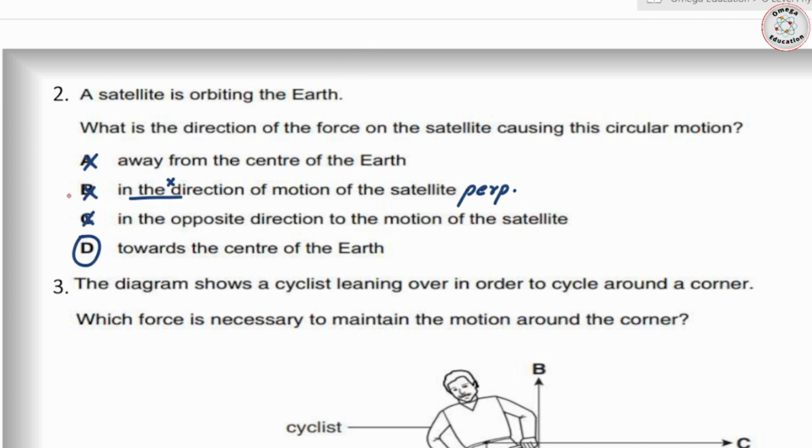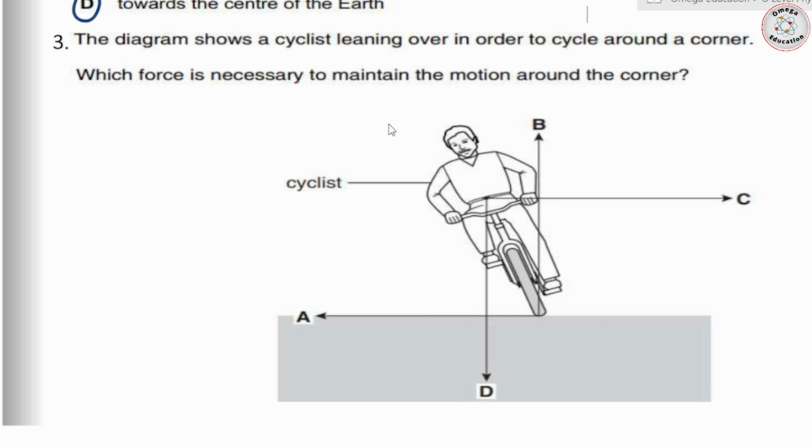Then you have the next one. The diagram shows a cyclist leaning over in order to cycle around a corner. Which force is necessary to maintain the motion around the corner? In this case, the force necessary for the object to keep moving in a circular path would be centripetal force. And the direction of centripetal force is towards the center of the circle.